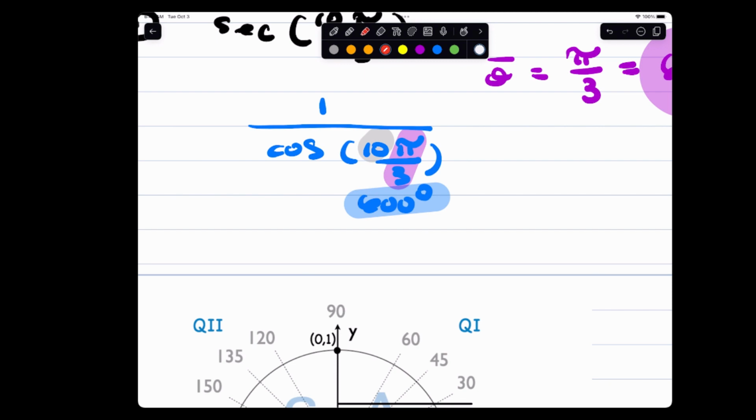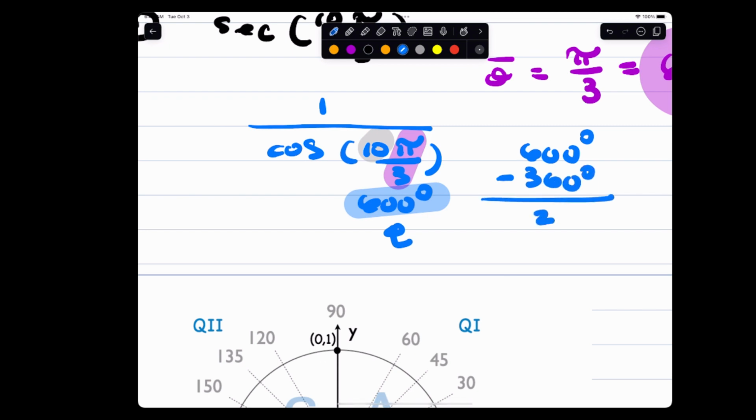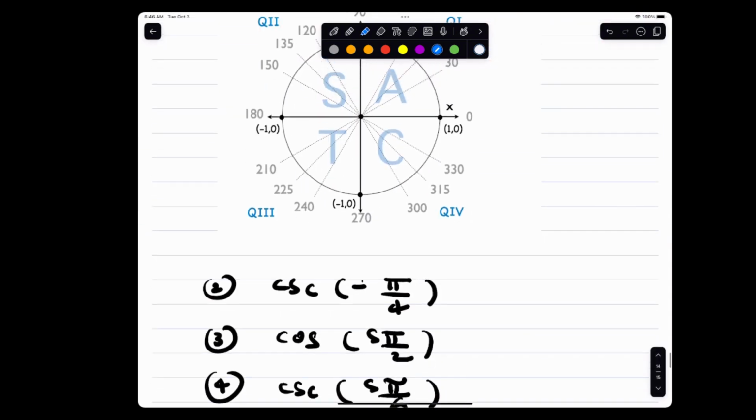600 degrees is what? It's coterminal to what? Anybody know? How do you find the coterminal angle? You take the 600 degrees, you subtract the what? 360. And what does that give you? 240 degrees. Good. So that is coterminal. So I can really replace that 10 pi over 3 with what? 240 degrees. So that's what this is going to become.